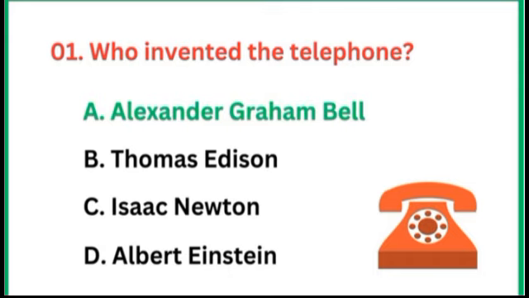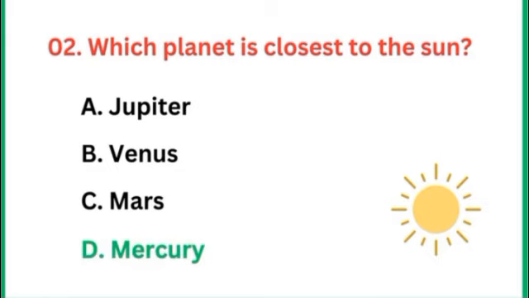Let's start the video. Question number 1, who invented the telephone? Right option is A, Alexander Graham Bell. Question number 2, which planet is closest to the sun? Right option is D, Mercury.